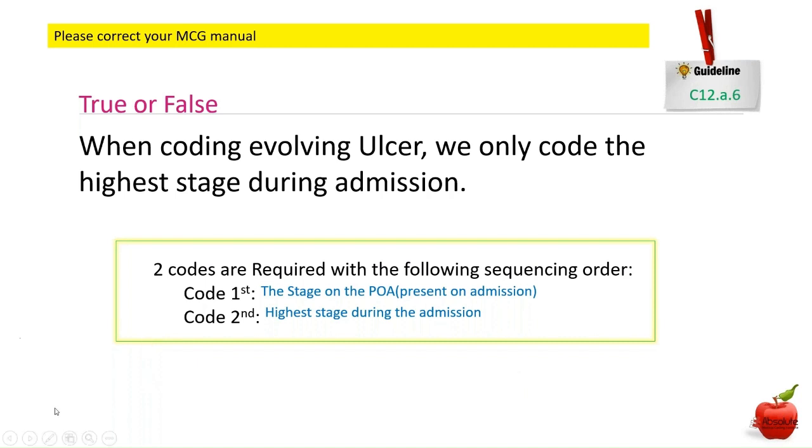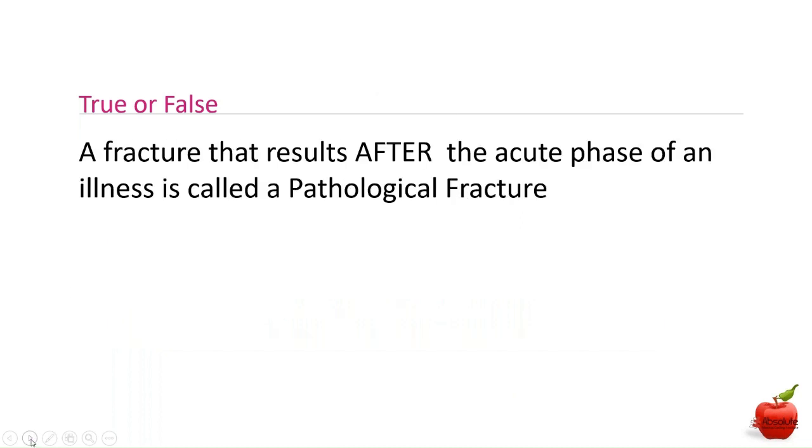Great. So once again, I have to emphasize that please correct this in your MCG manual because it's different. So the next true or false scenario: a fracture that results after the acute phase of an illness is called pathological fracture. Oh my God, I've started receiving the answers before completing the question. You guys are so good at this. Anyhow, I will wait for the remaining coders to put in their answers.